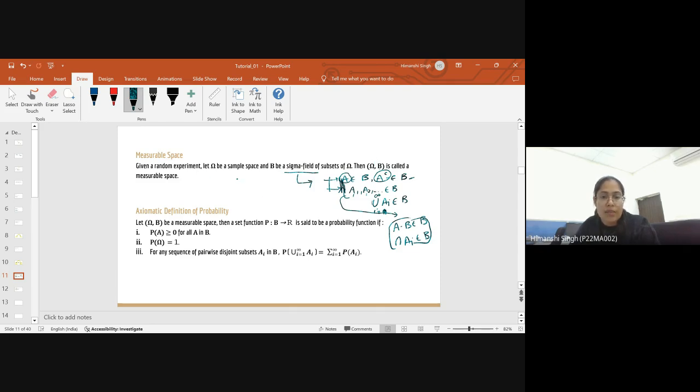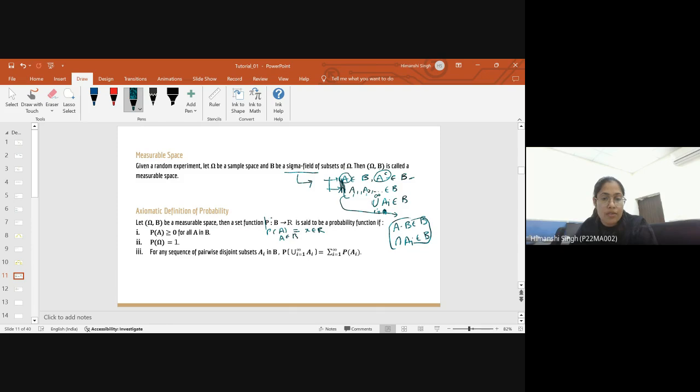Now, using this measurable space, we will be defining probability. I'm considering (omega, B) to be a measurable space, then a set function. Set function means this function takes a set A, where A belongs to B, and gives it a number, going towards the real line, so some number x which belongs to R. So it is a function from B to R.